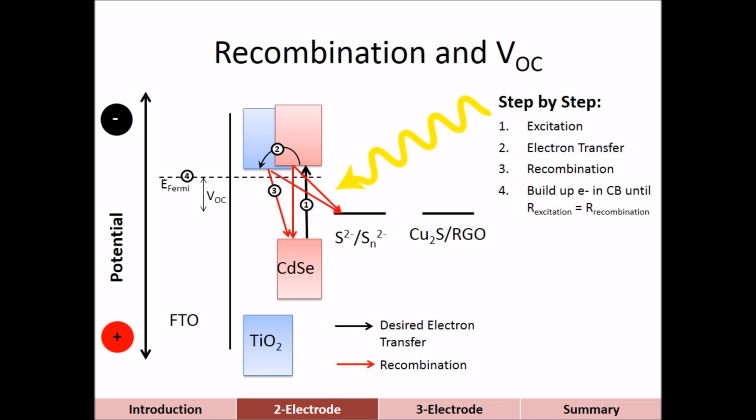Since we're exciting electrons into the conduction band of QDSC, the steady state concentration of electrons in the conduction bands of TiO2 QDSC is increased from its dark concentration. As we saw earlier, a higher electron population in the conduction band increases our Fermi level closer to the conduction band of our TiO2 QDSC. So the difference between the Fermi level of the TiO2 QDSC and the potential of our redox couple is our VOC, our open circuit voltage.